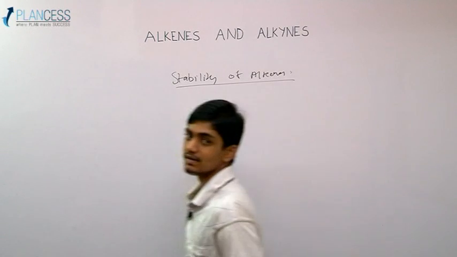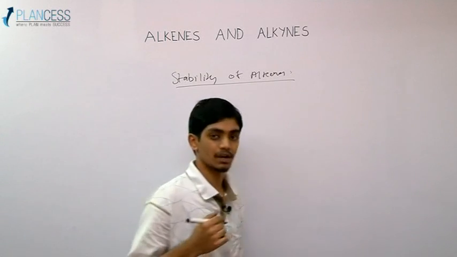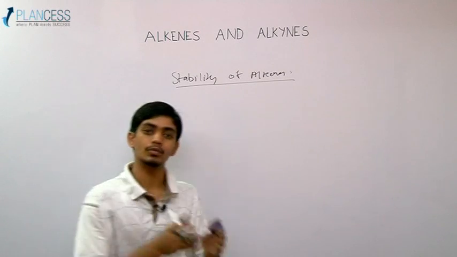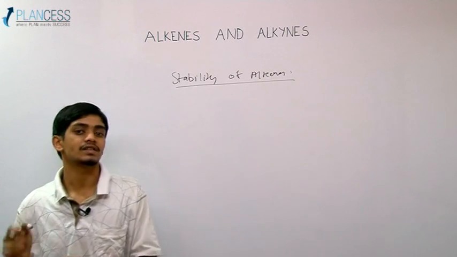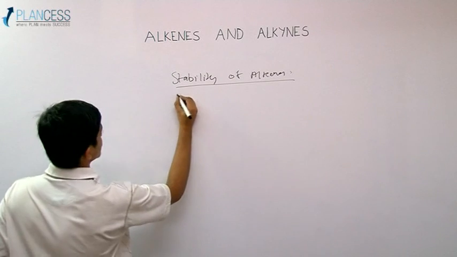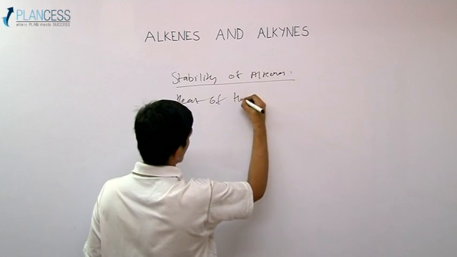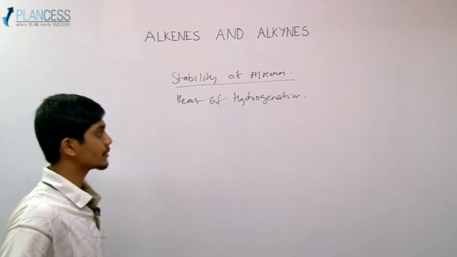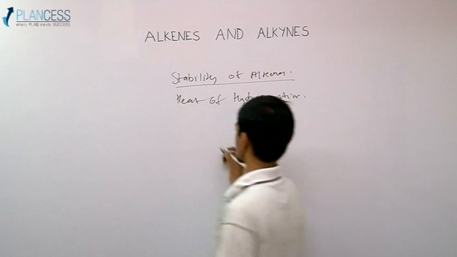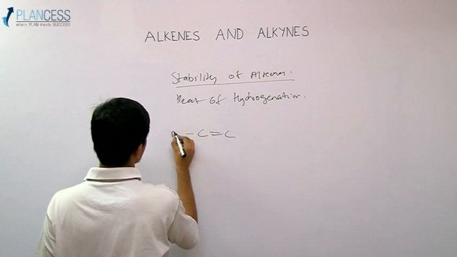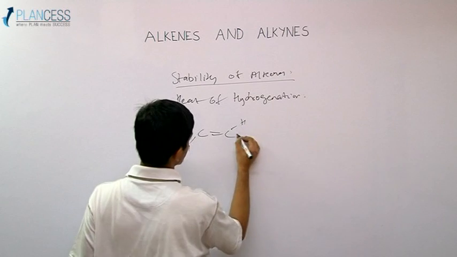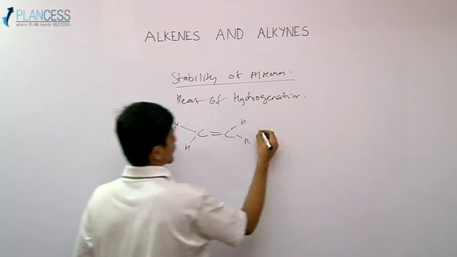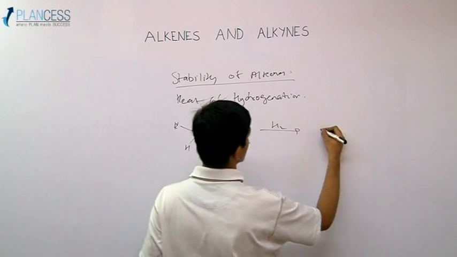Now this stability of alkenes can be measured via thermodynamic data quantitatively, that is how much more stable one cis alkene is than the trans alkene, or how much more stable one trans alkene is than the cis alkene, and that is done by heat of hydrogenation. We know that alkenes contain double bonds, and double bonds can be hydrogenated to give alkanes. So C double bond C, R dash, some H and R. Now this, if you treat it with hydrogen, if you hydrogenate it, you get an alkane.